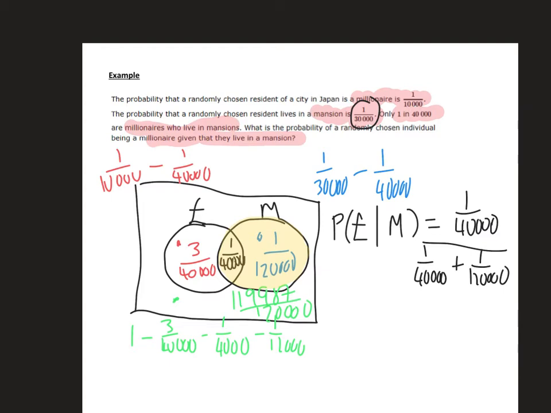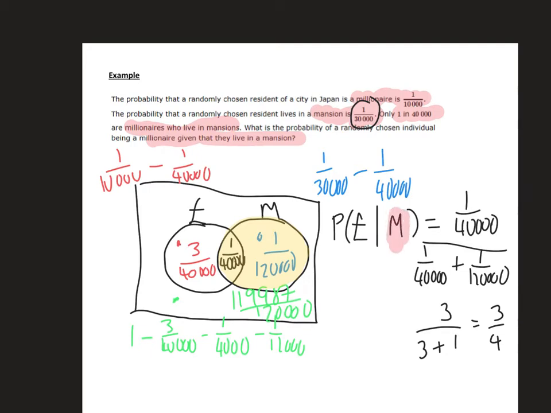Then I would just type it on my calculator to work it out, or I could just times top and bottom by 120,000. So I get 3 over 3 add 1, so I get 3/4. So given that someone lives in a mansion, the probability that they're a millionaire is 3/4, so 75%. And again, does that make sense? Well, yes, because if you live in a mansion, the odds are you have lots of money, aren't you?